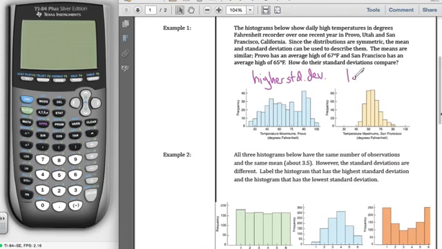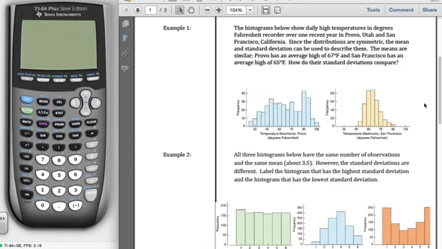And this should have a lower standard deviation. In San Francisco, the values are mainly clustered in the middle in these 4 bars, just a few on these outside bars. But with Provo, the temperatures are scattered all over the place. The data is more spread out. It has a higher spread, therefore it has a higher standard deviation.